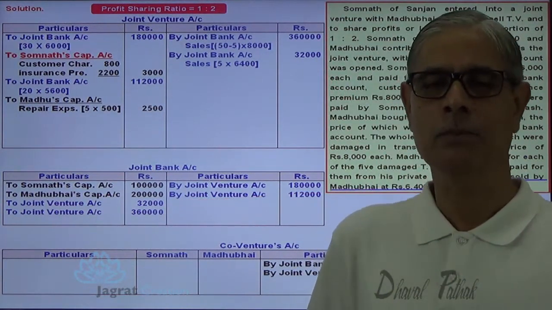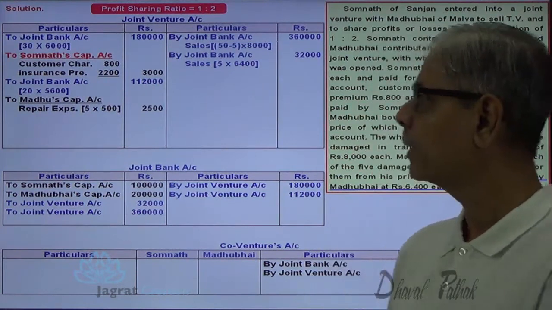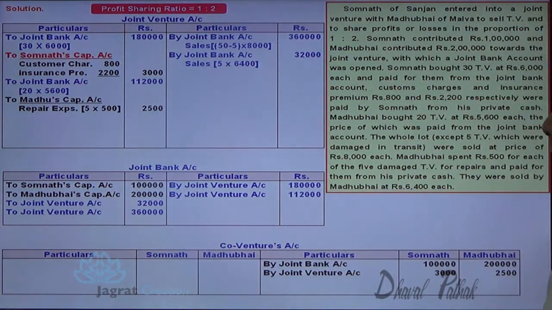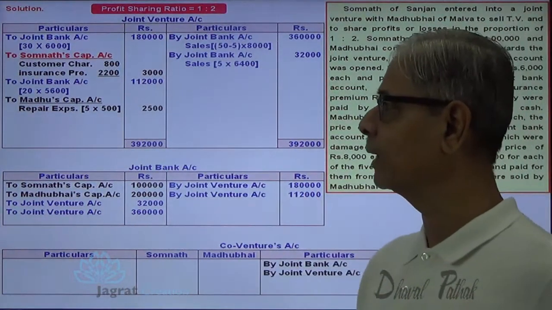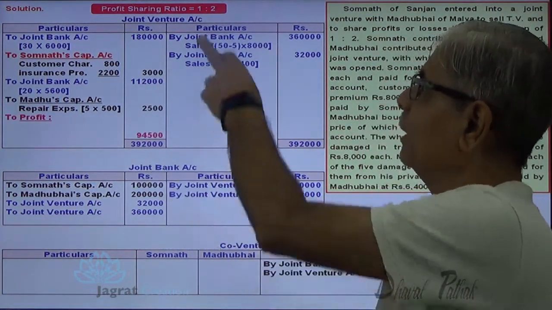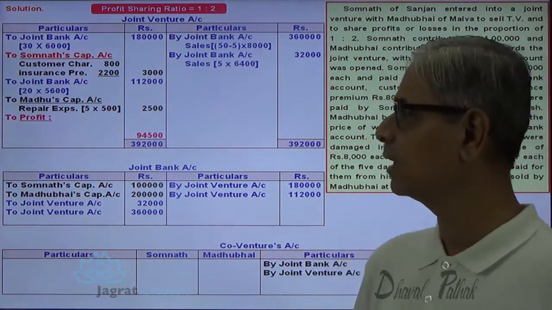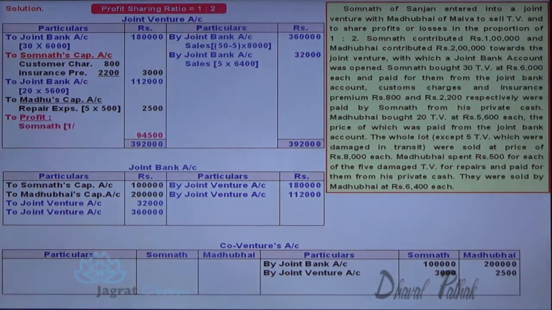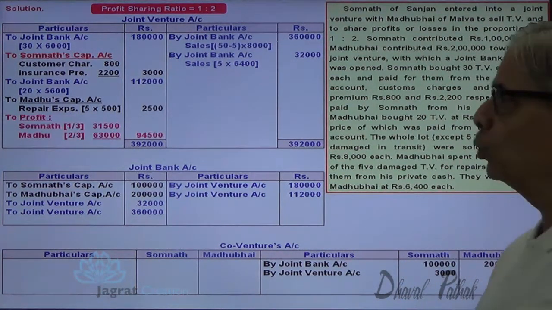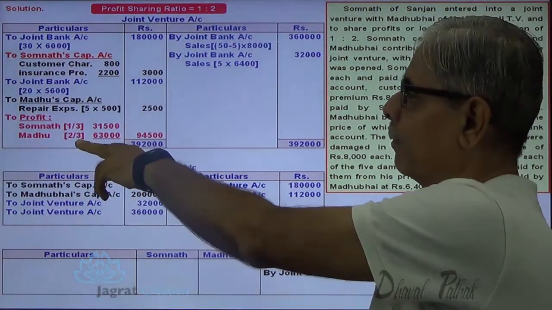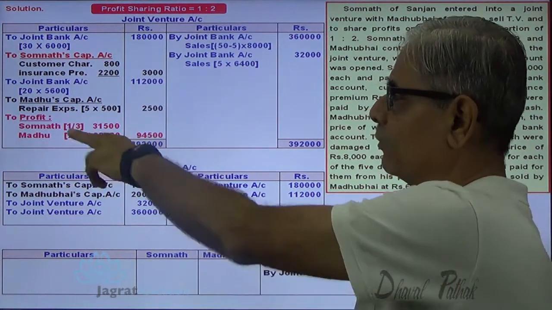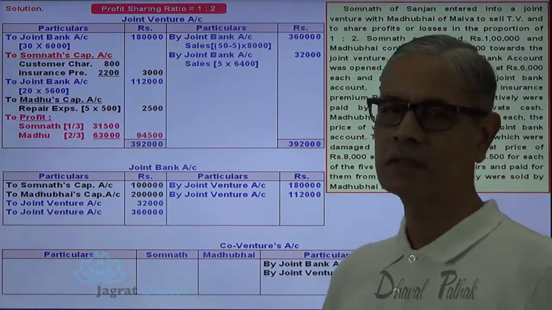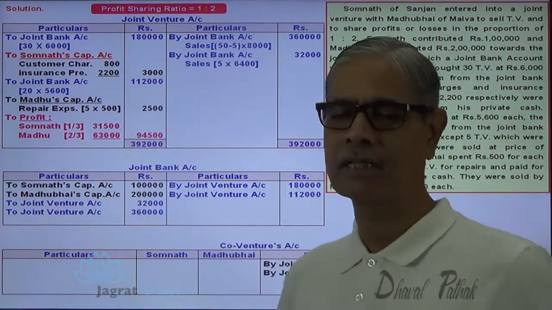Now all the transactions of joint venture are done. Find out the profit by preparing joint venture account. So total of credit side minus total of debit side, you will get the profit. That will be distributed in the ratio of 1:2. 1/3 is the profit of Somnath and 2/3 is the profit of Madhubhai. So 9,400 into 2/3, 9,400 into 1/3, 31,500 and 63,000 is the profit.